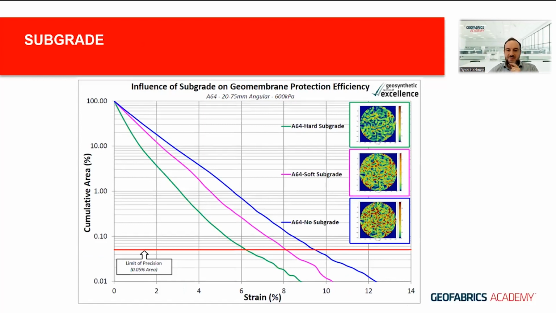The subgrade has an influence, as I've mentioned previously. So you've got 3 depictions here of no subgrade with the blue line, a softer subgrade with the pink line, and a hard subgrade with the green line. So by incorporating subgrade in this methodology, in this particular example, we go from a strain of 9.5% with no subgrade to closer to 6% by including subgrade.